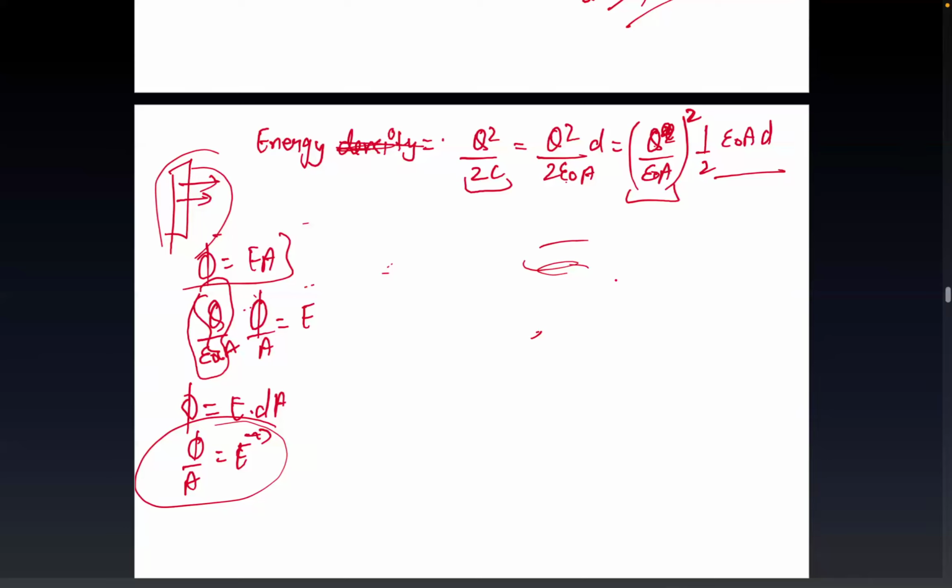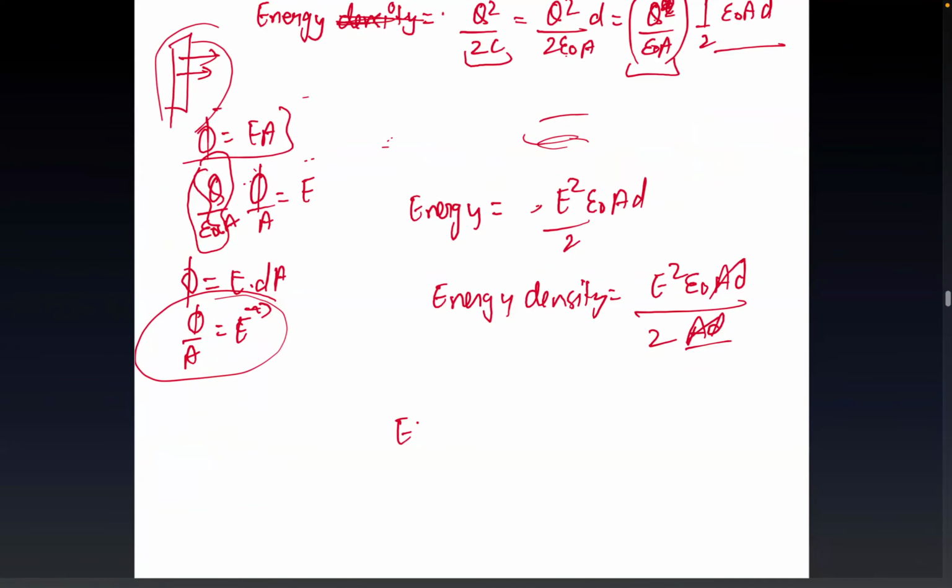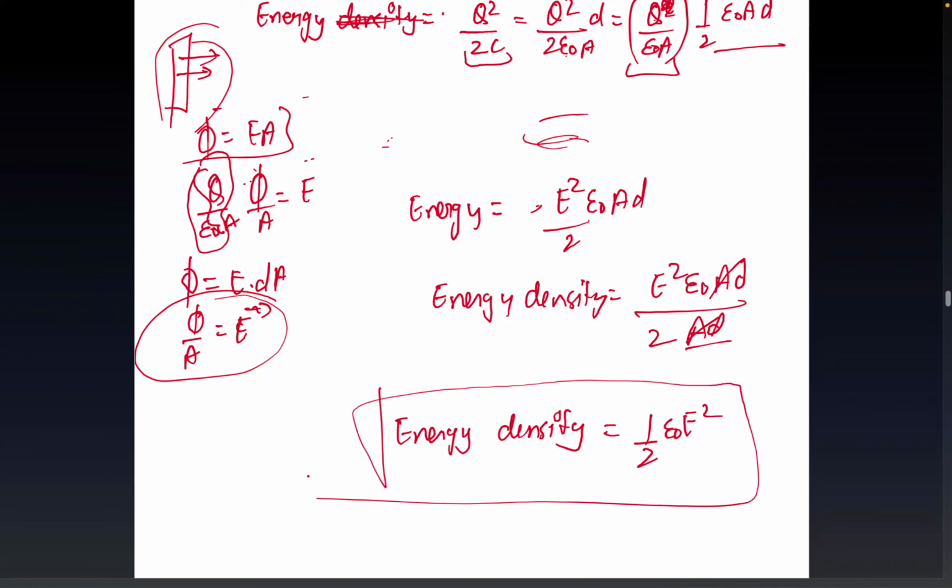So energy is nothing but E square divided by 2 epsilon naught AD. What is energy density? It equals E square epsilon naught AD divided by 2 AD, because we divide by the volume, right? Cancel. What you have got finally is E squared epsilon naught by 2, half epsilon naught E square. This is the generic formula. You need to know this.